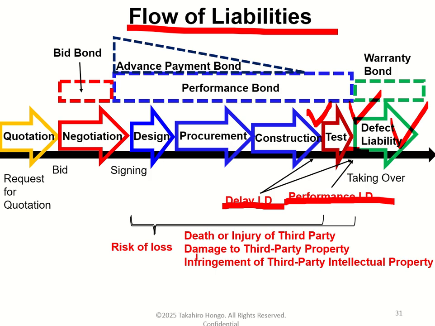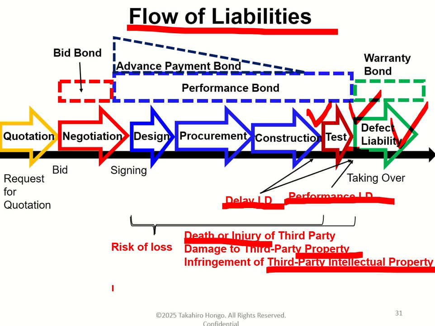And if the contractor damages a third party's body, third party's property, or third party's intellectual property rights, in that case, the contractor must indemnify the owner against third-party claims. This is called third-party damage. Is it clear?